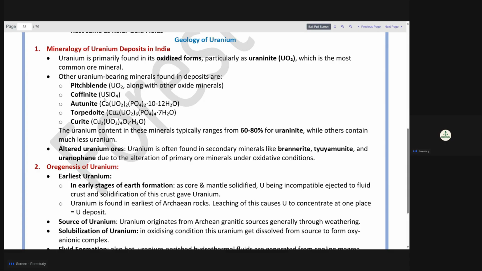We have coffinite, USiO4, autunite. It's a very big formula. You don't have to memorize it. Torbernite, again a big formula. Curite. The uranium content in these minerals typically ranges from 60 to 80% for uraninite, while others contain much less uranium. So mostly it is confined to uraninite. Altered uranium ores: uranium is often found in secondary minerals like becquerelite, thorianite, and uranophane due to alteration of primary ore minerals under oxidation conditions.